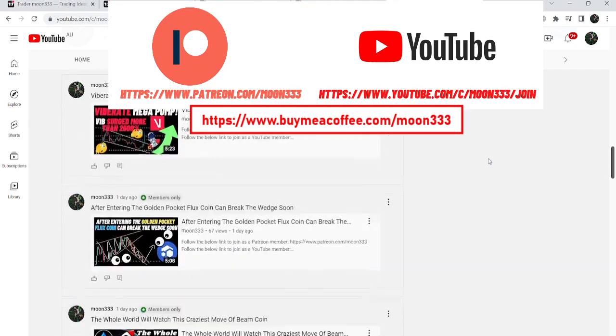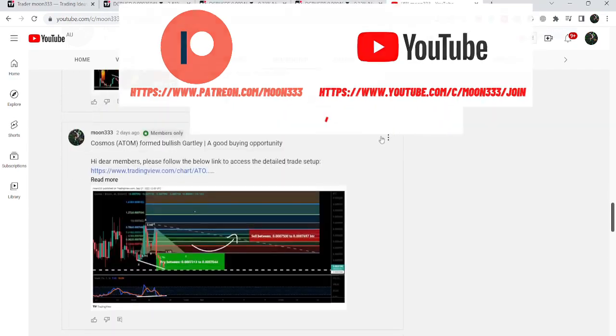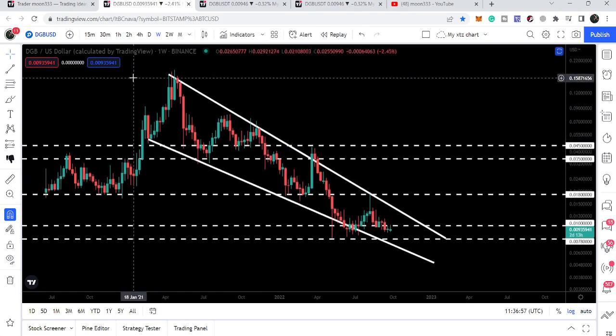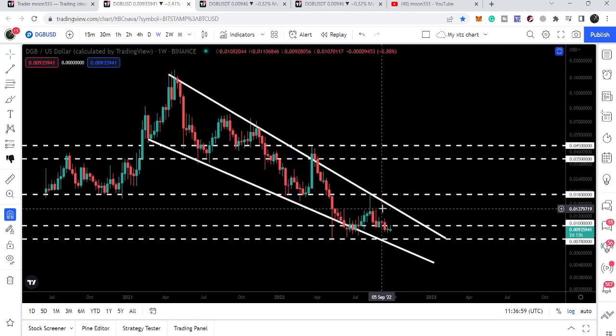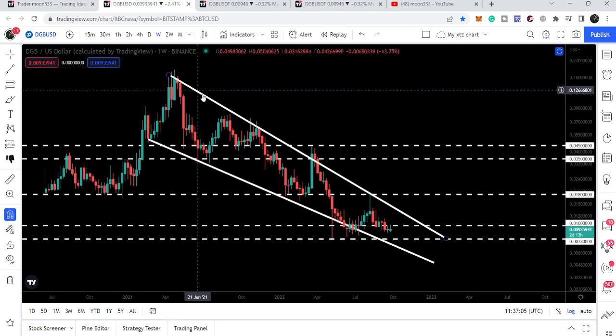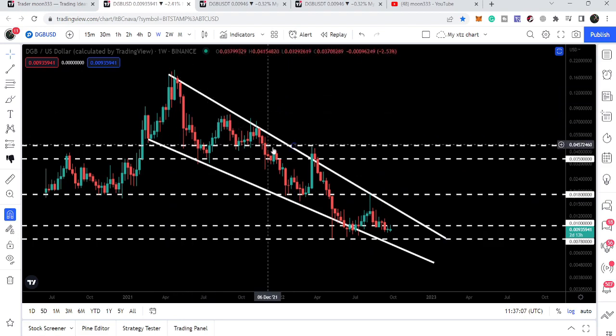So let's start the analysis. First of all, let me begin with this weekly time frame chart. Here you can see we are following this very long-term down trend line resistance. You can see DigiByte found this resistance back in the month of April 2021, and so far it is not able to break it out.